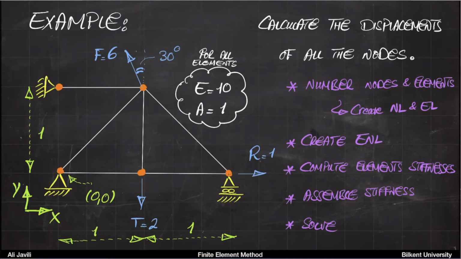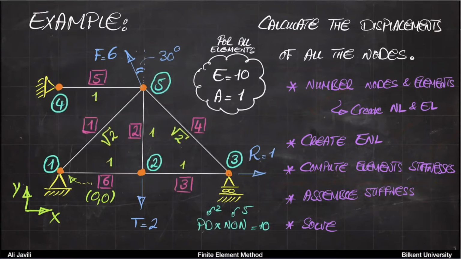We do this by going through these 5 steps. The first step is that we need to number the nodes and elements. Then you create your extended node list based on the boundary conditions and the discussion we had. Then you compute the element stiffness, so the stiffness for each element. And after that, you need to assemble them and you need to solve the system. In the previous lecture, we came this far. We did the first 3 steps. We want to just quickly do the other 2 steps today.